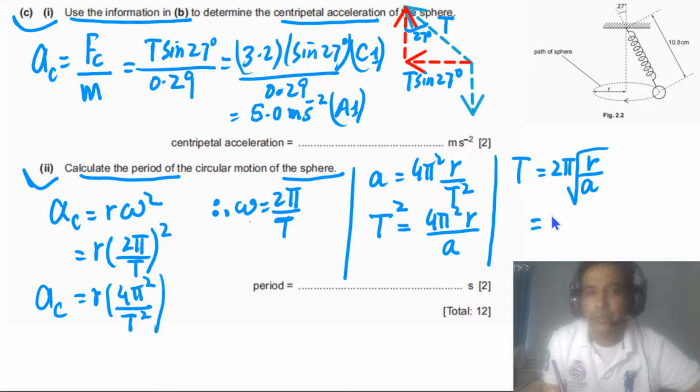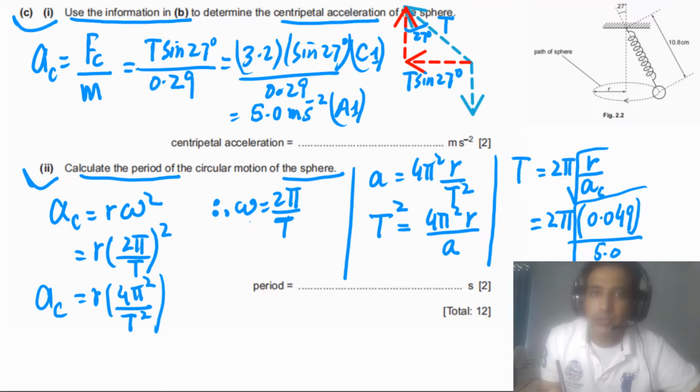Now simply we need to plug in the values of r and a. A is the centripetal acceleration and r is the radius of the circle. The radius of the circle is equal to 0.049 meters, or you can say 4.9 centimeters, divided by 5.0. This is the value of acceleration. Now simply we need to solve. If we solve this one, we will get 0.62 seconds.